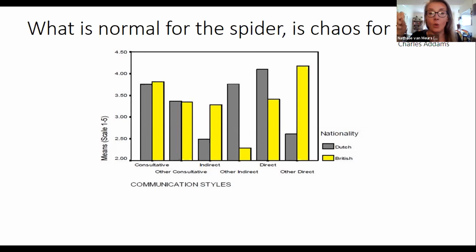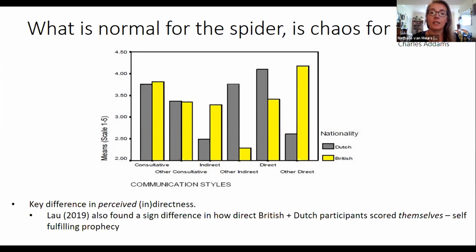When it comes to directness, the Dutch, yep, we think we are direct, and the British are actually on par with their own indirectness evaluation. But when they are viewed as the other, the Dutch say, no, the British are not direct at all, whereas the British rate the Dutch as more direct than the Dutch would rate themselves. So the key difference here is in this perceived directness or indirectness. And Lau recently found a significant difference in how direct British and Dutch participants scored themselves. So there was this element of a self-fulfilling prophecy.